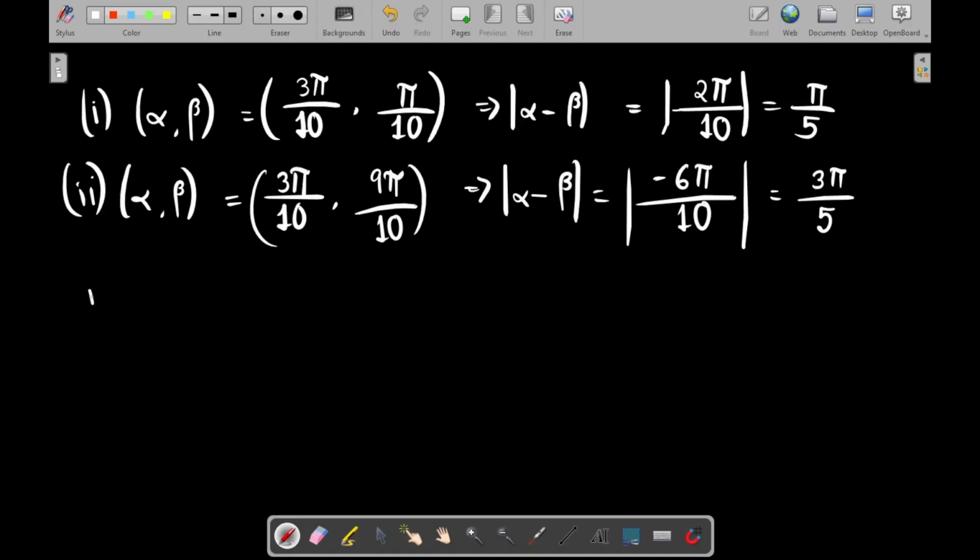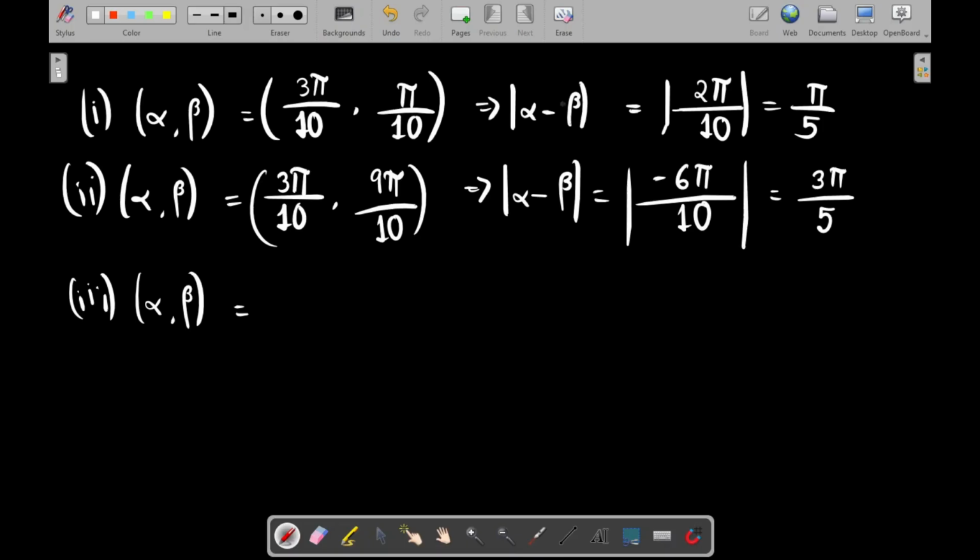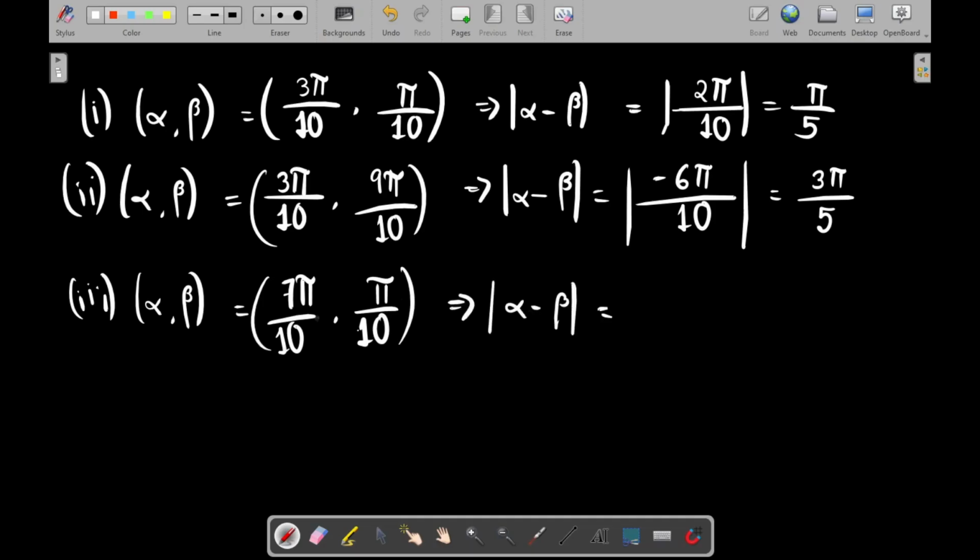So let us look at the other two possible pairs of alpha and beta. We have already taken 3 pi by 10 two times. So now the two pairs will be for alpha equal to 7 pi upon 10. We take the pair 7 pi upon 10 and beta equal to pi upon 10. On doing alpha minus beta, this will be 7 pi upon 10 minus pi upon 10, which is just 6 pi upon 10. So the modulus will be the same as the normal value. So this is again 3 pi upon 5. So we see so far pi upon 5 is the smallest value.